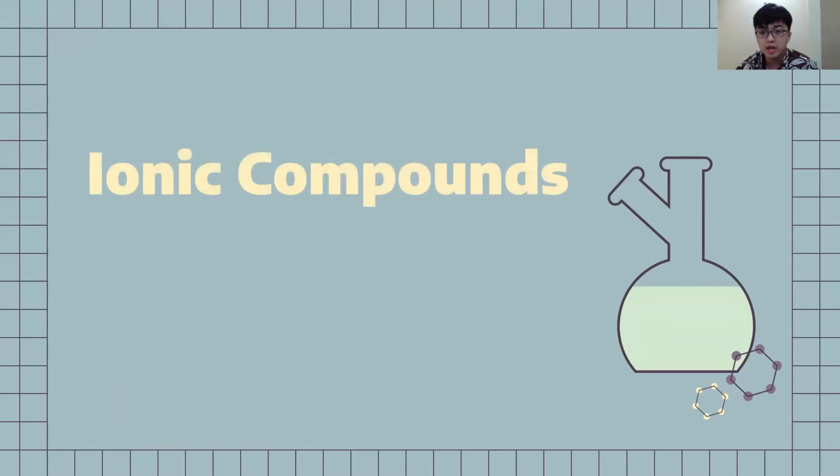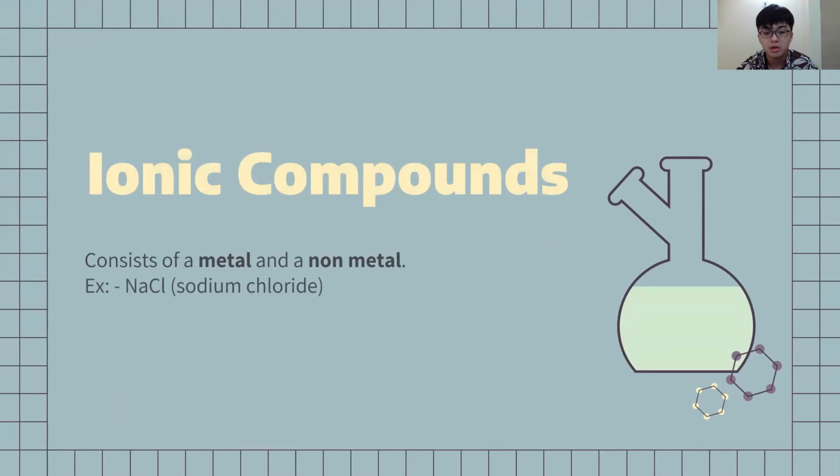So what are ionic compounds? Ionic compounds are compounds that consist of a metal and a non-metal. For example, here we have NaCl, which is sodium chloride. Sodium is a metal and chloride is a non-metal, which makes it an ionic compound. Next, we have Mg(BrO3)2, which is magnesium bromate. Magnesium is a metal and bromate is a non-metal, which makes it an ionic compound.